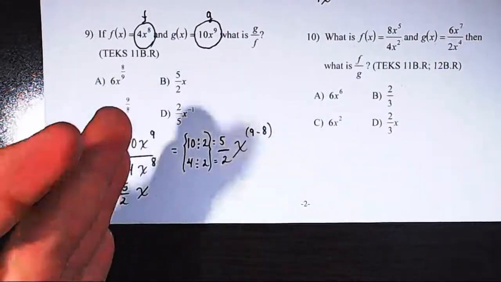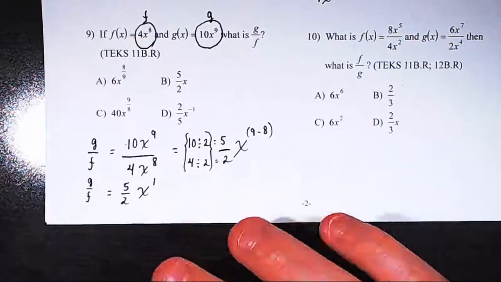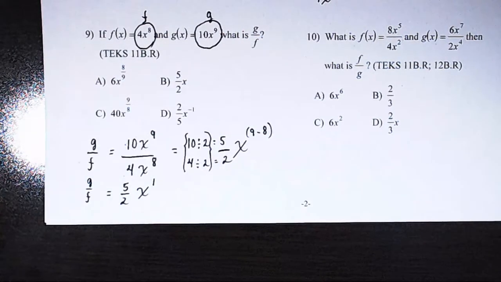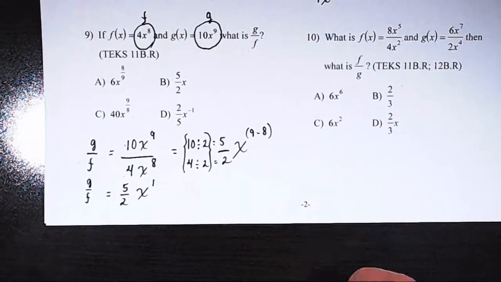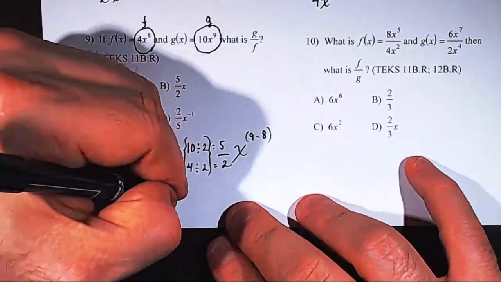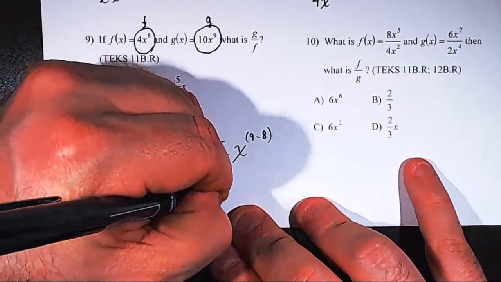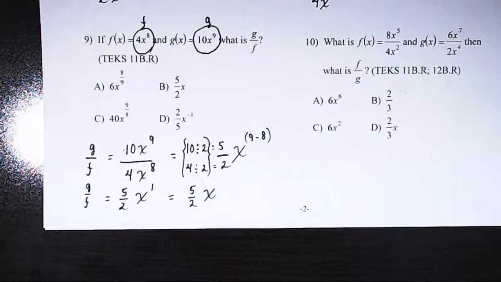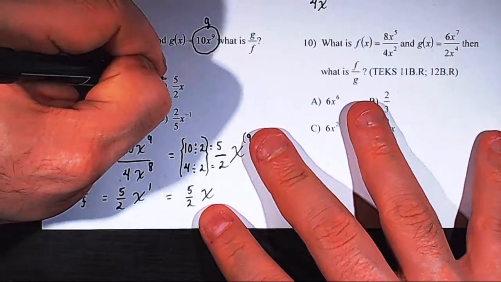You could say raised to the first power, but like we said, I'll write it here because students tend to write that 1, but conventionally we don't write the 1 as an exponent, so we just say equals 5 over 2x. All right, so if we're hunting for that, we find that in answer choice B.